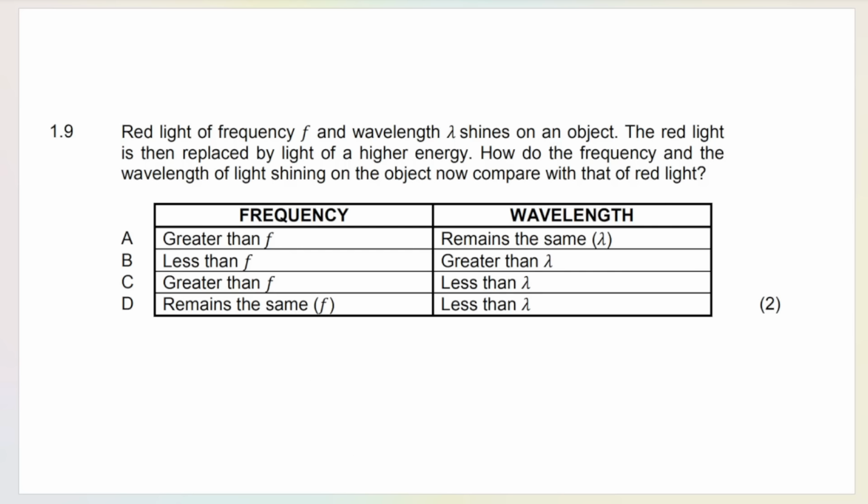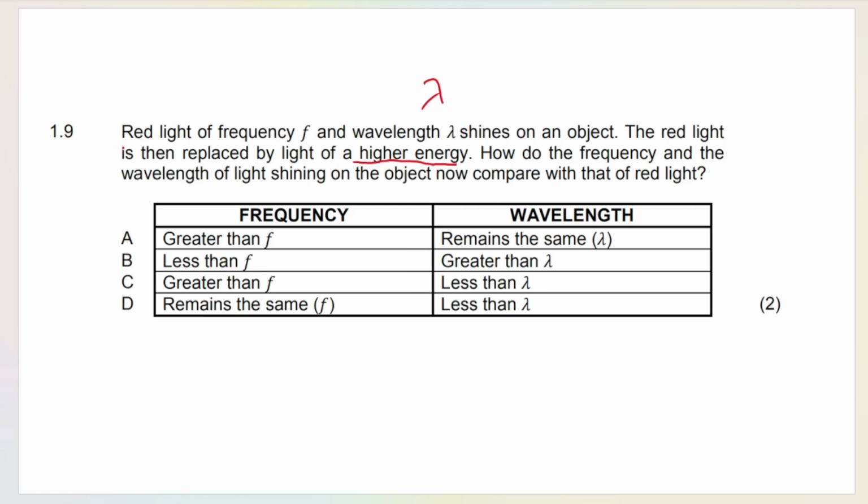So as you can see, I copied and pasted these from past papers. This one says, red light of frequency f and wavelength lambda. So that's the frequency, that's the lambda. Lambda's wavelength. It's just the name for that symbol. Shines on an object. The red light is then replaced by a light of a higher energy. How does the frequency and wavelength of the light shining on the object now compare with that of red light?